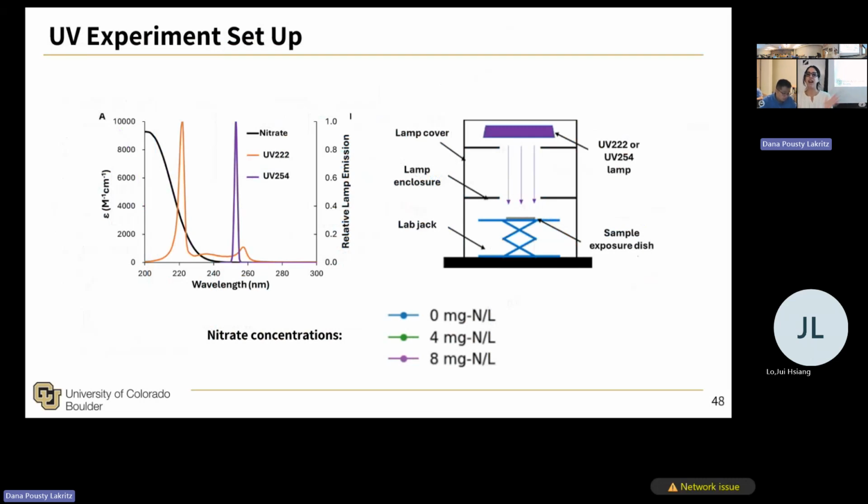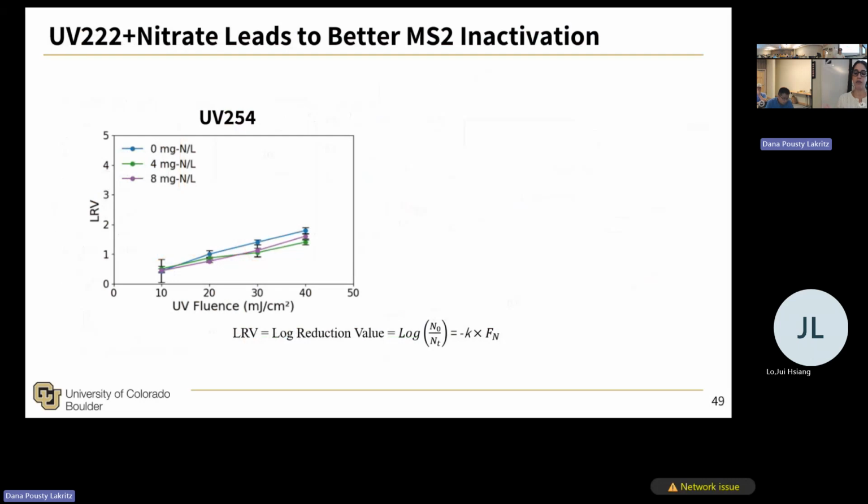So I took the water, added MS2, and added different concentrations of nitrate. 0, which is blue, 4, which is green, and 8, which is purple, which mimics real-world scenarios we can find in wastewater, 4 or 8 milligram per liter of nitrate. When we irradiate with 254 nanometer, we cannot see any differences. In order to achieve 2 log reduction, we need a lot of energy.